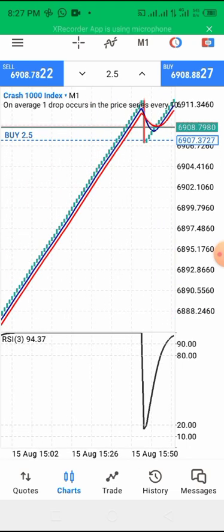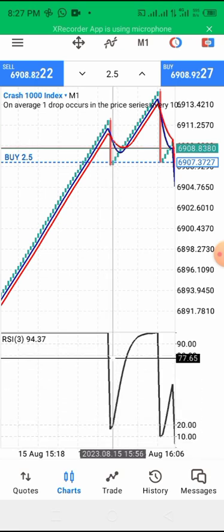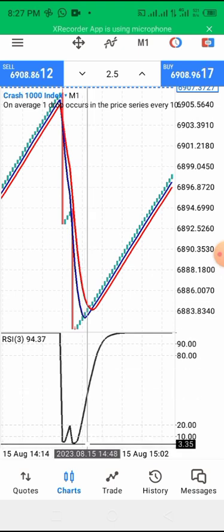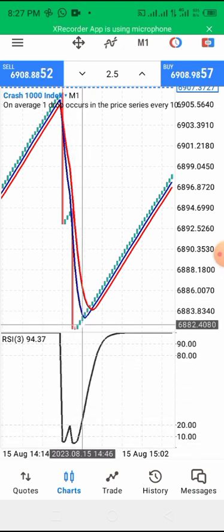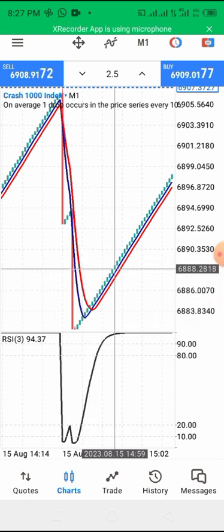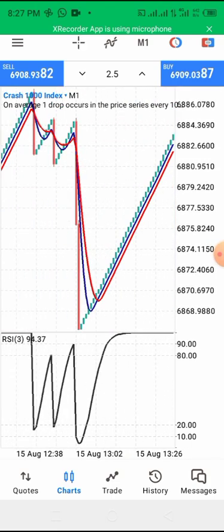Let's see. As you can see here, this actually didn't get to that level we wanted. So okay, as you can see here, we had the indicator here at level 10, and we had the two indicators on the main chart crossing each other to the upside, and you can see it go all the way up. If you check, it keeps happening like that over and over again.